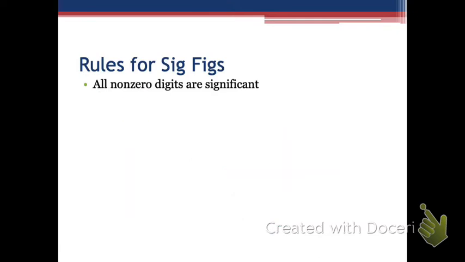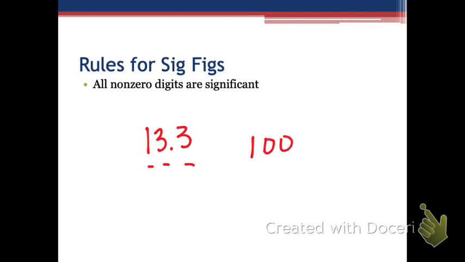Any digit that is not a zero is considered significant. So any non-zero digit. But if I was going to ask you how many significant figures are in this measurement, what would you tell me? Three. There are three digits in that measurement. All of them are significant because none of them are zeros. Very simple.